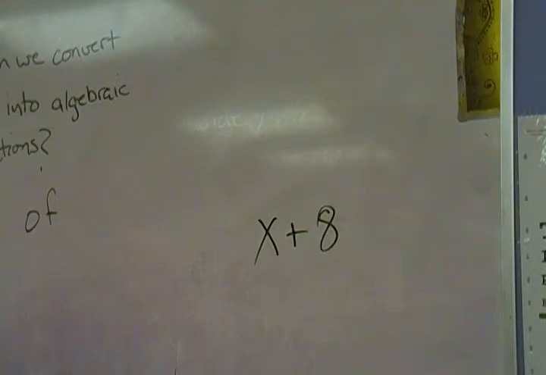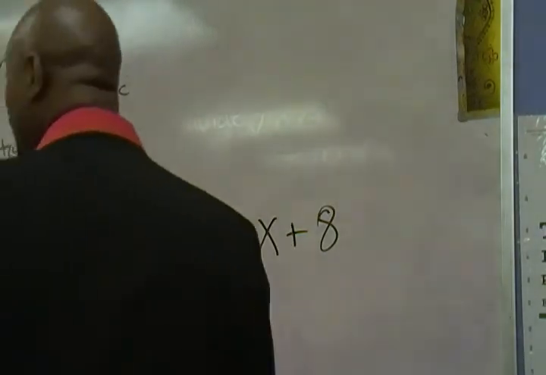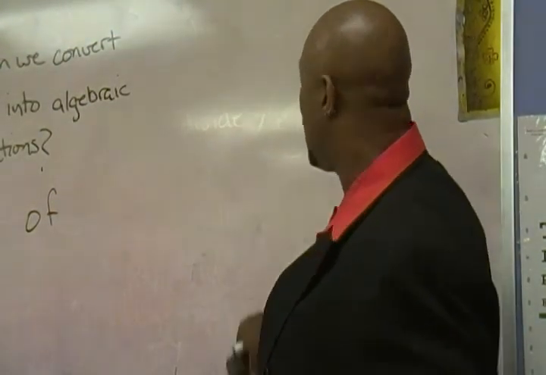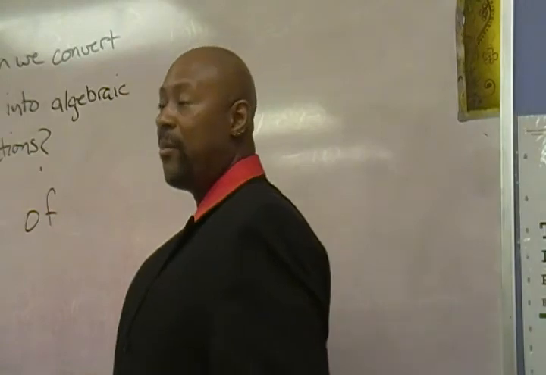Keith, I need your help on this one. You with me? All right. It says the product of 13 and a number. How could you write that down? The product of 13 and a number. We're trying to represent the product of 13 and a number.